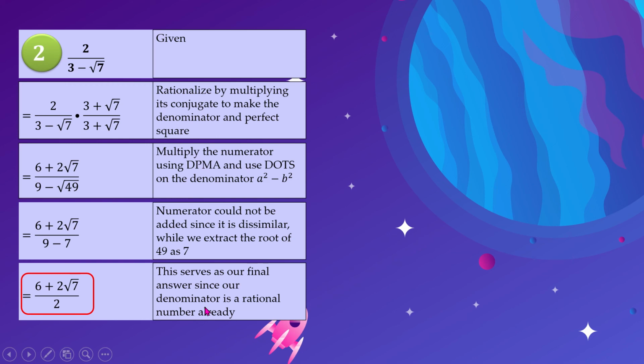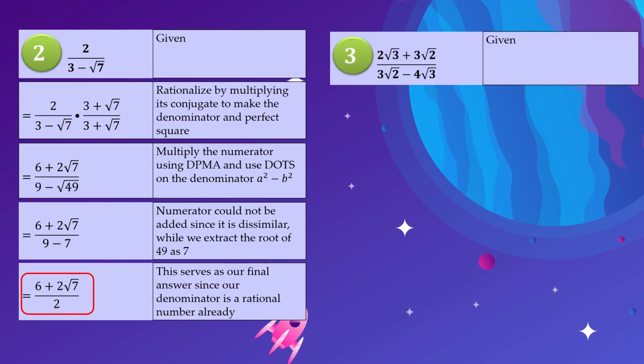So, that is our final answer for example number 2. Example 3. Given is 2 square root of 3 plus 3 square root of 2 over 3 square root of 2 minus 4 square root of 3.